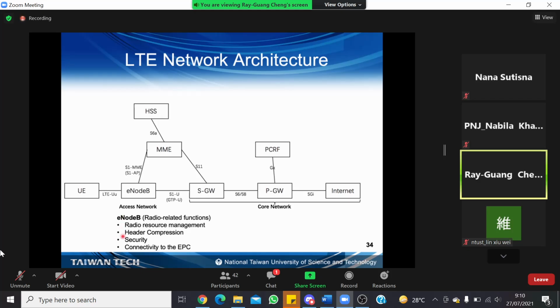They also want to connect to the EPC. Here, this is the core network. In 4G, it is EPC. MME is the mobility management entity. This is the main control entity in the LTE core network. They are dealing with authentication, mobility management, location update for mobility management, bearer establishment, handover control.